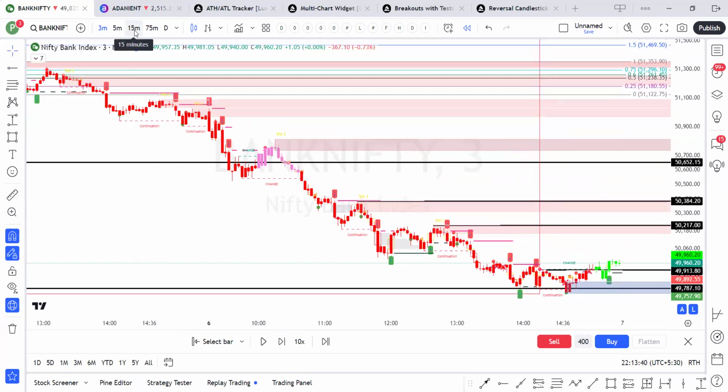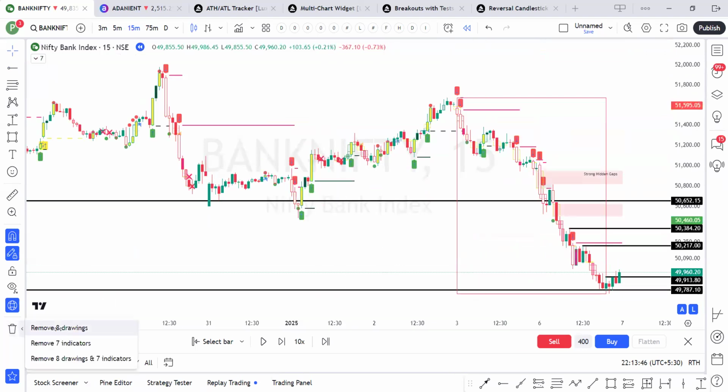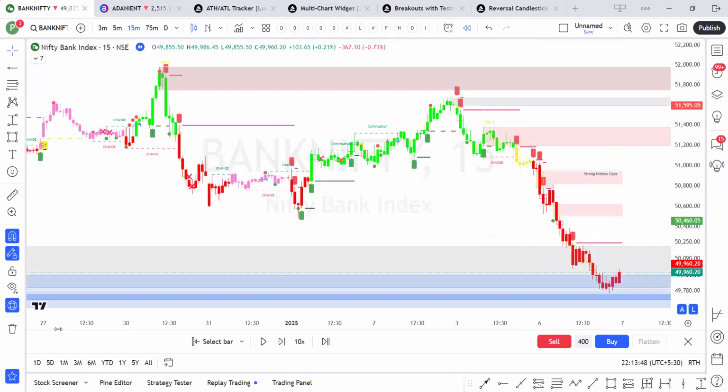And this is the reason I use three charts: 15-minute, 5-minute, and 3-minute. There can be opportunity on one of these three time frames. It's not necessary that it will give opportunity on all time frames. It can give only on one of those three.